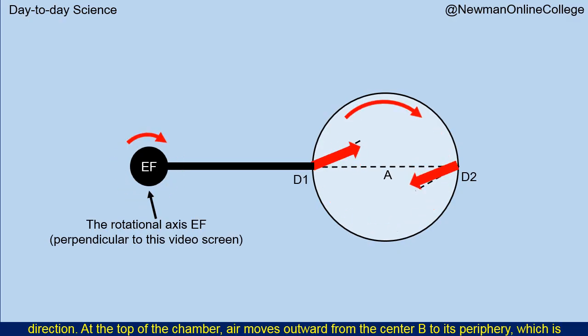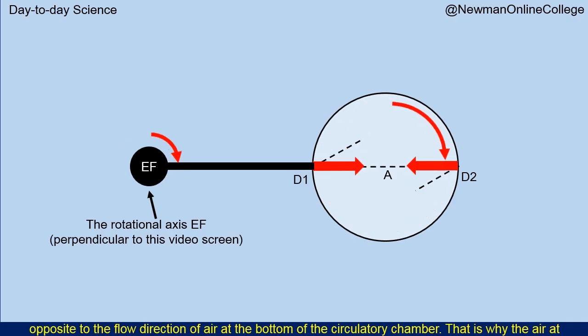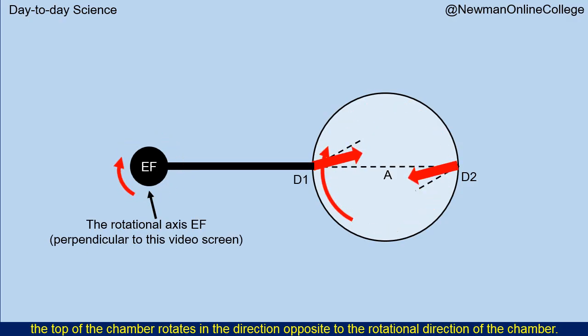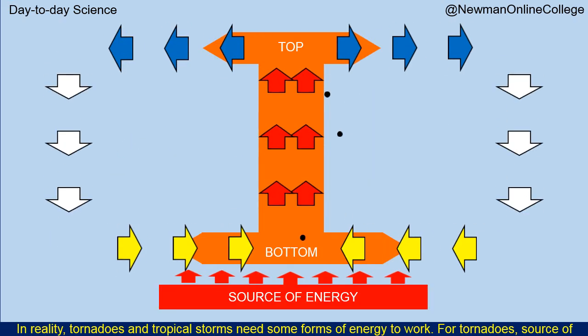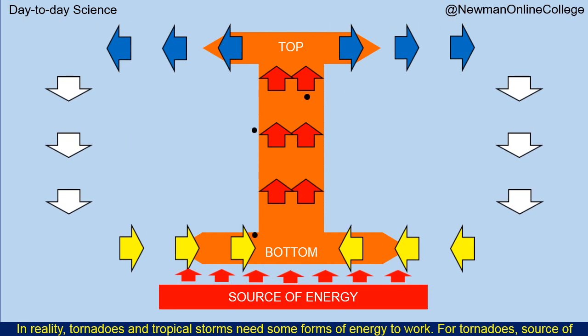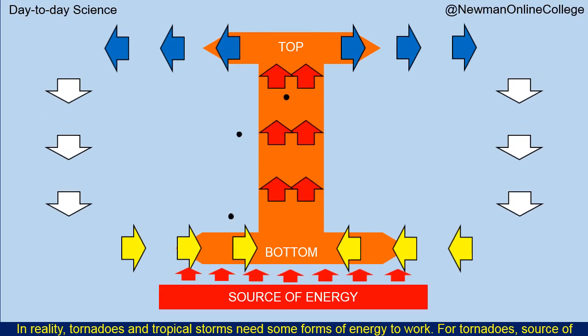What happens at the top of the circulatory chamber is similar to that at its bottom, but in the opposite direction. At the top of the chamber, air moves outward from the center B to its periphery, which is opposite to the flow direction of air at the bottom of the circulatory chamber. That is why the air at the top of the chamber rotates in the direction opposite to the rotational direction of the chamber.